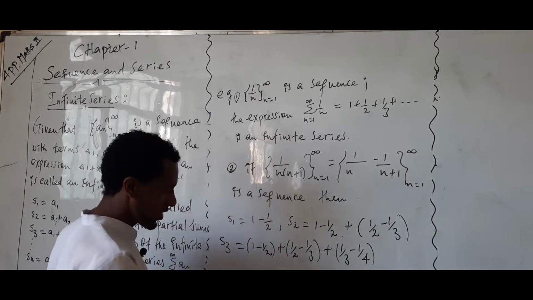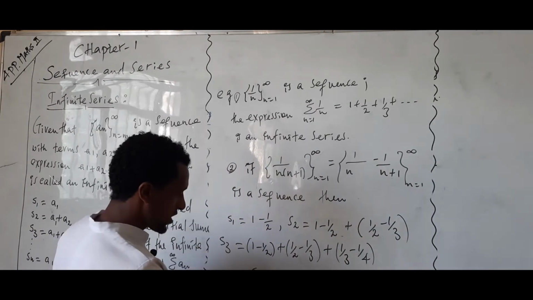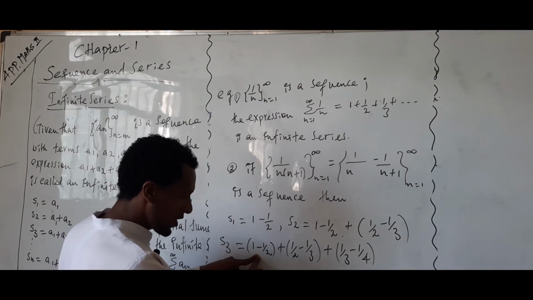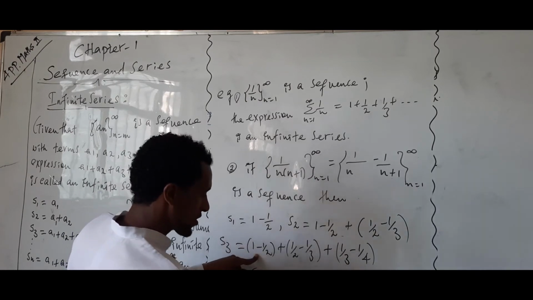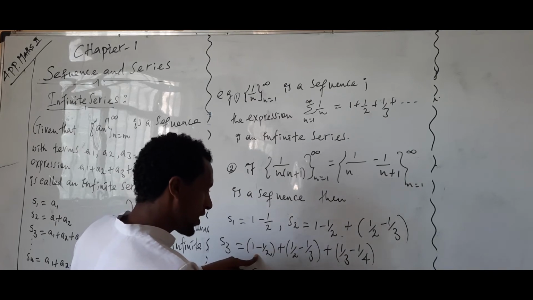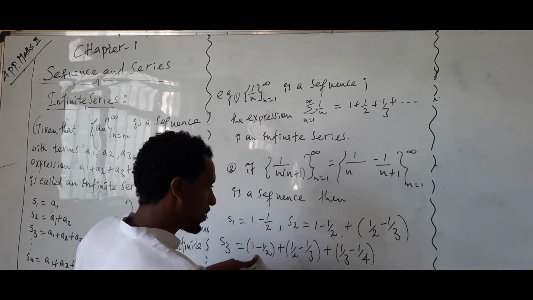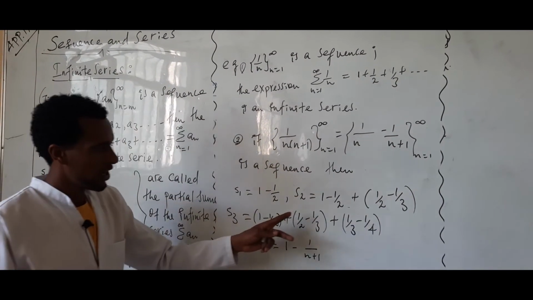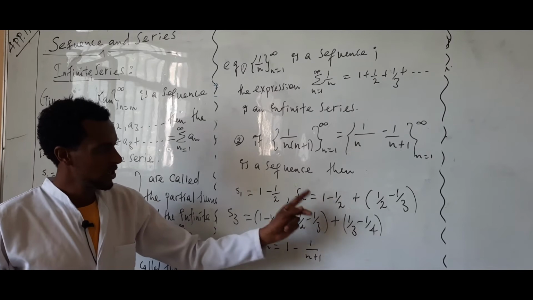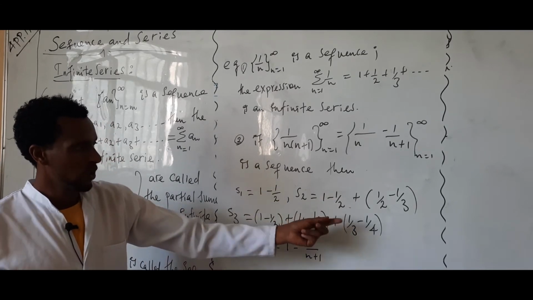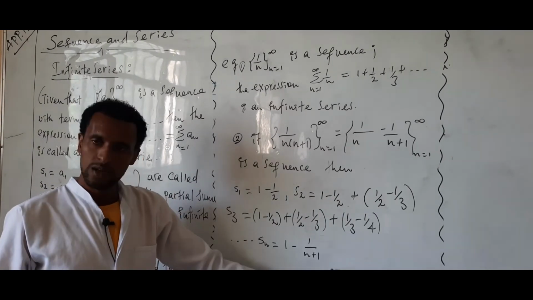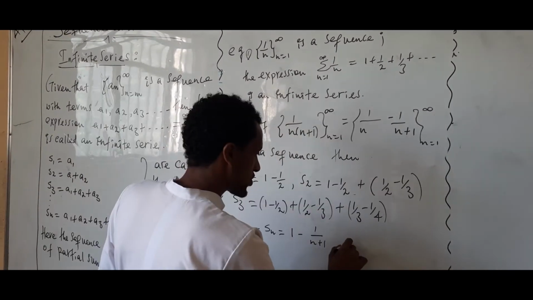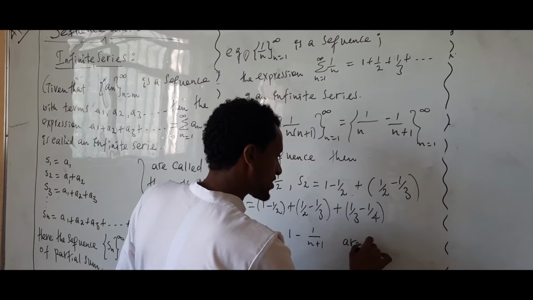Therefore, continuing in a like manner, generally Sn is equal to 1 minus 1 over n plus 1. As you can observe, Sn is 1 minus 1 over n plus 1. So Sn is this one, and those are the partial sums.